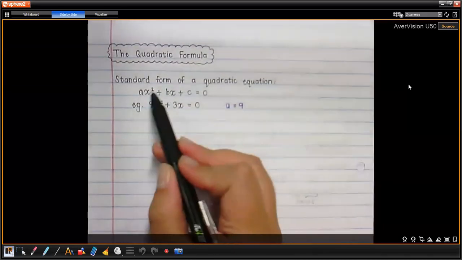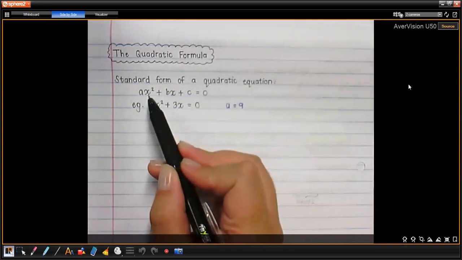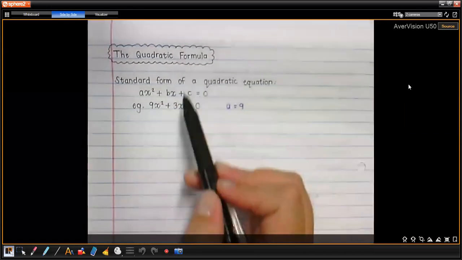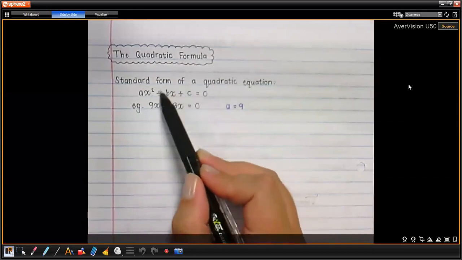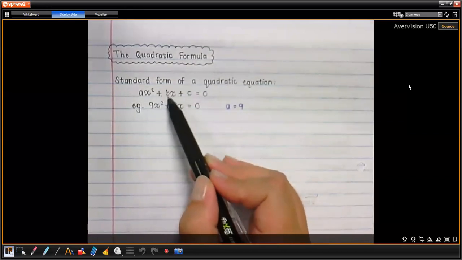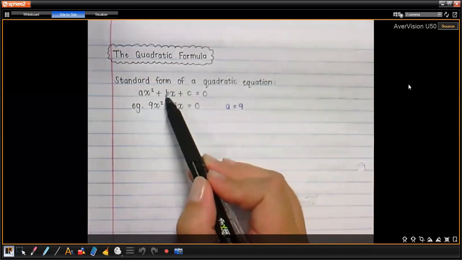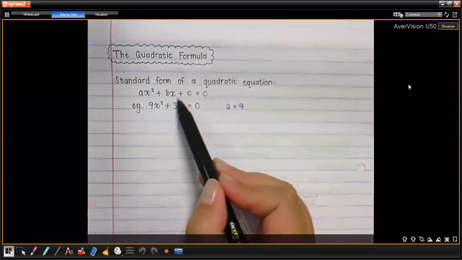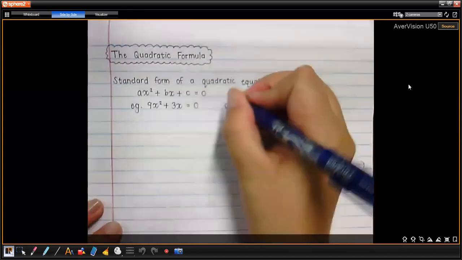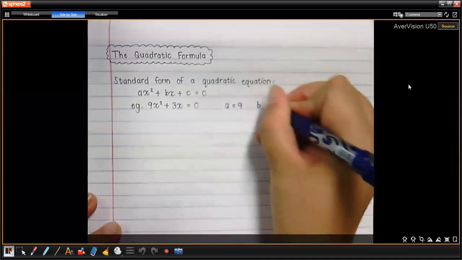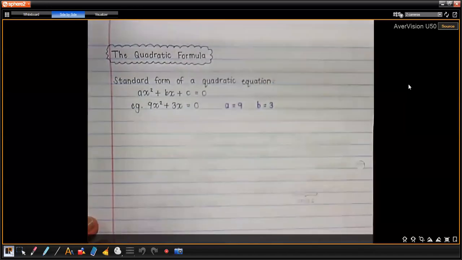Okay, just like we wrote it here. A comes before x squared, or is attached to the x squared. Then we have an x term, bx. The b value is always the number in front of x, the coefficient of x. Now, what number is the coefficient of x in this equation? 3. So in this equation, our b value is 3.